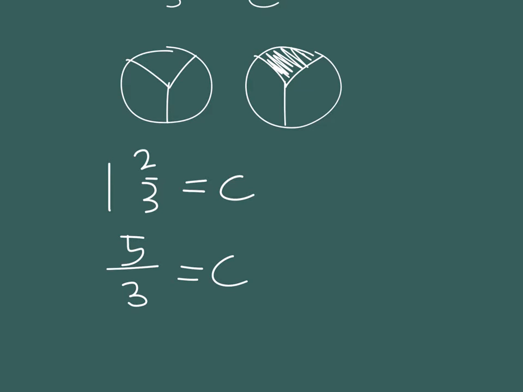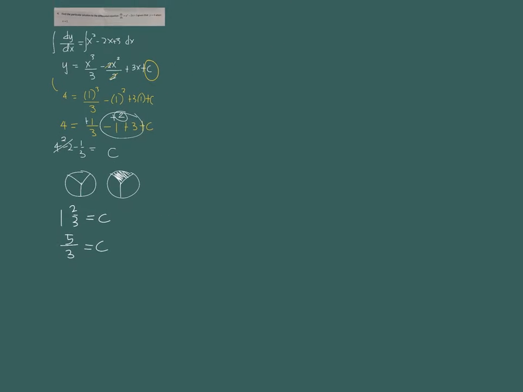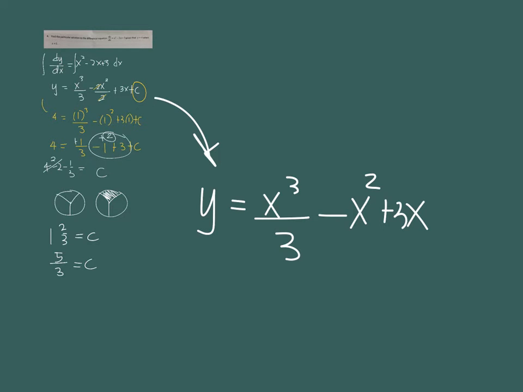That is the c. But do not end with that, because that is just part of the solution. What we want is to form this: y is equal to x cubed over 3 minus x squared plus 3x, and the specific c is 5 over 3. This is the particular solution.